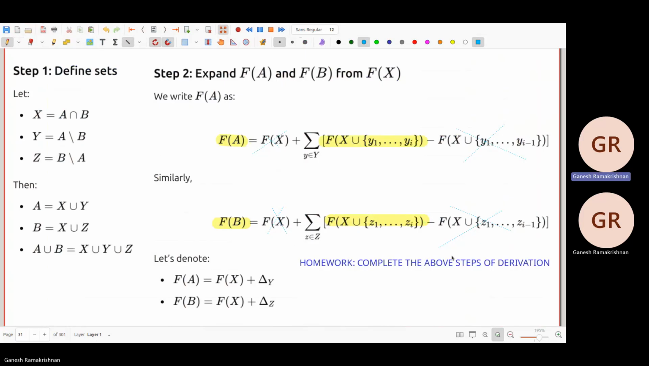So my question was, from here, how do you proceed? So this f of A is f of X plus blah blah blah, can also be written f of A is f of X plus delta Y. This is the deltas of the Y's. F of B is likewise f of X plus the deltas of the Z's.